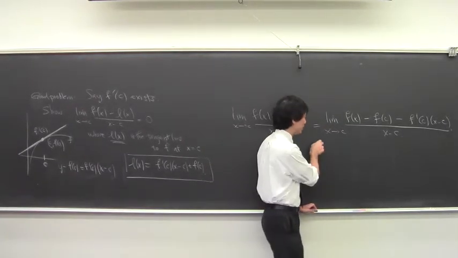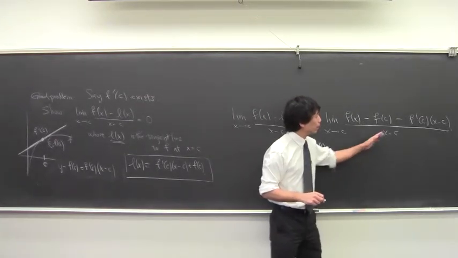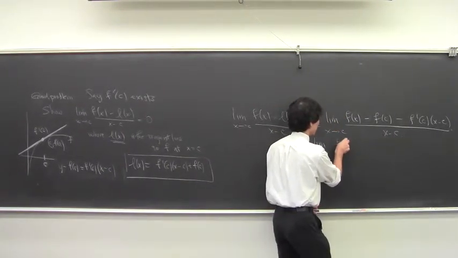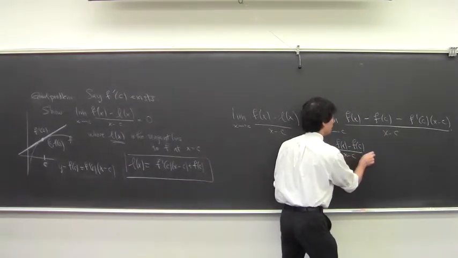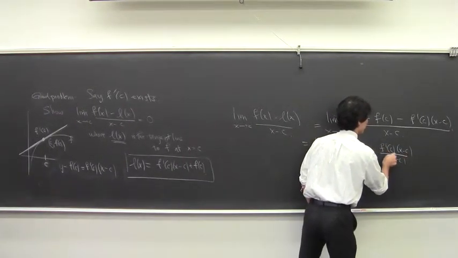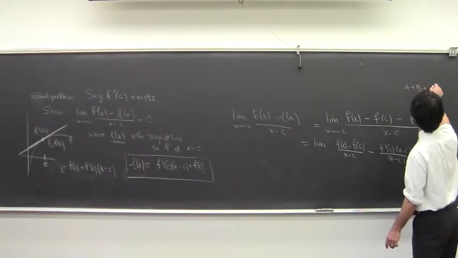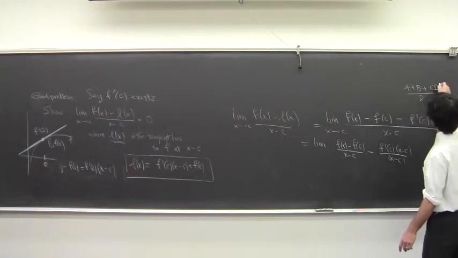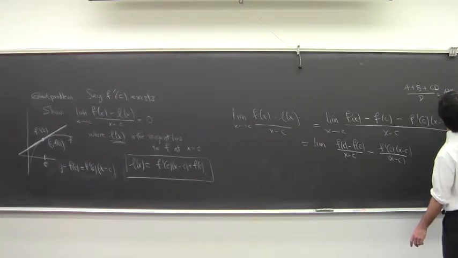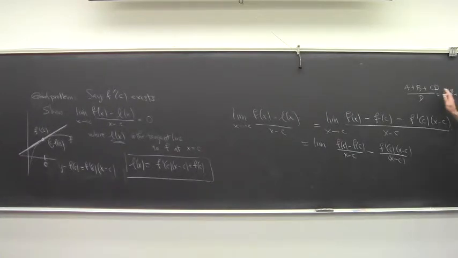So what cancels off? The x minus c. Well, I can't just cancel off of that. Let me split it up first, because I've got minus f prime c times x minus c over x minus c. If I have a plus b plus c d over d, I can't just cancel off the d's. It has to be a plus b over d plus c d over d. Then I can cancel off the d's, because the factor has to be on the whole thing.